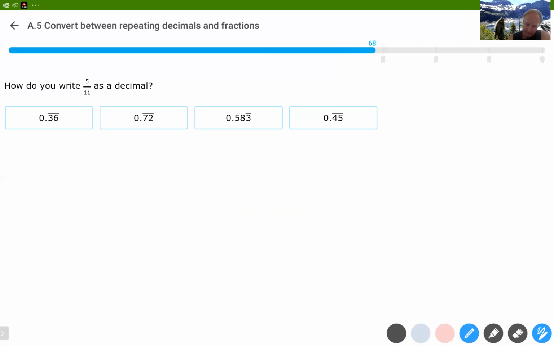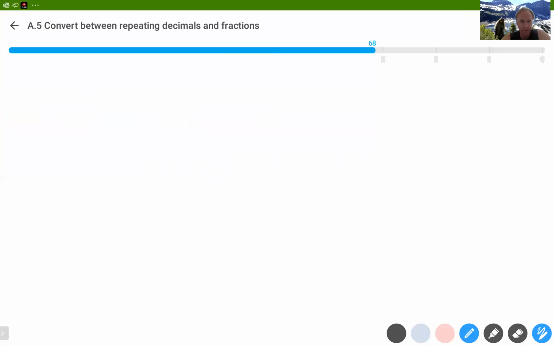5/11. Now the 11s are kind of an interesting, fun one to do. All you do is multiply by 9 over 9, which gives you 45/99. And remember the rule, anything over 9s repeats. So we're looking at 0.45 repeating.